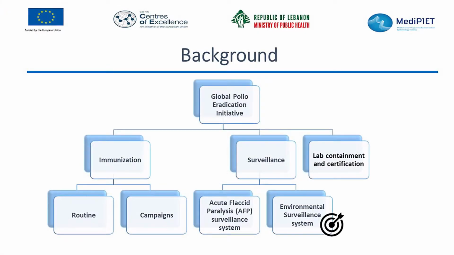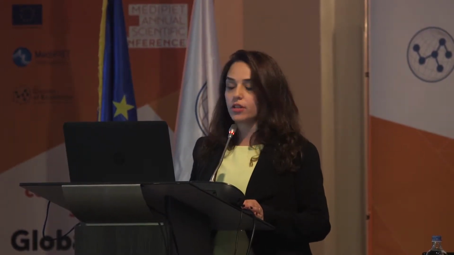So for those of you who are not familiar with the Global Polio Eradication Initiative, there are three main pillars for the eradication of polio, mainly immunization, enhancing both routine and conducting campaigns, and surveillance systems, whether acute flaccid paralysis surveillance system or environmental surveillance system, and last but not least, the lab containment and certification for countries. And for the scope of this presentation, we'll be targeting the environmental surveillance system.